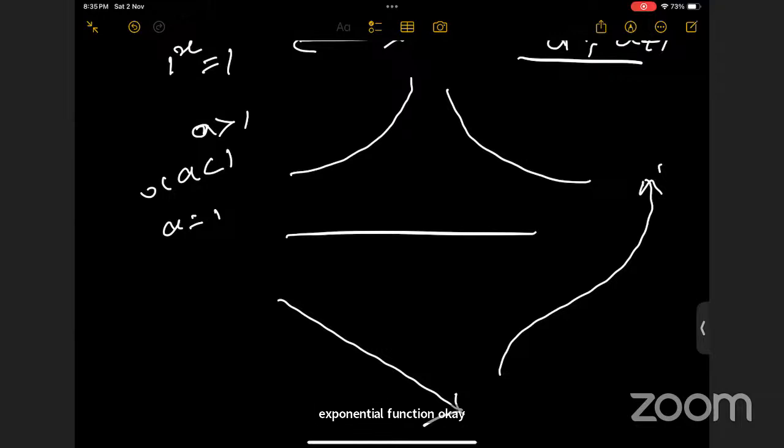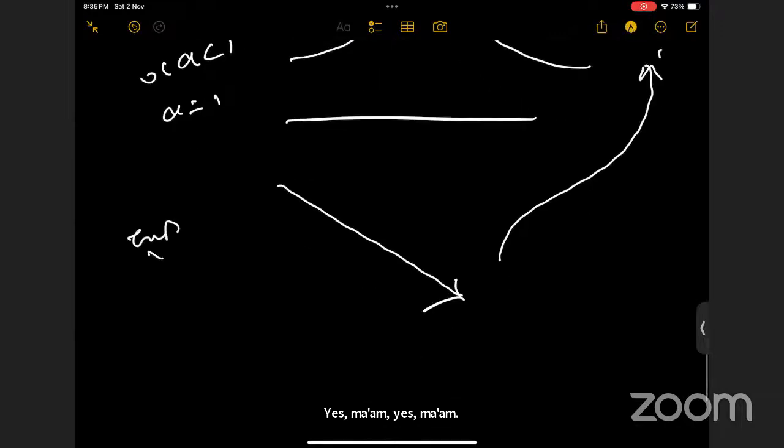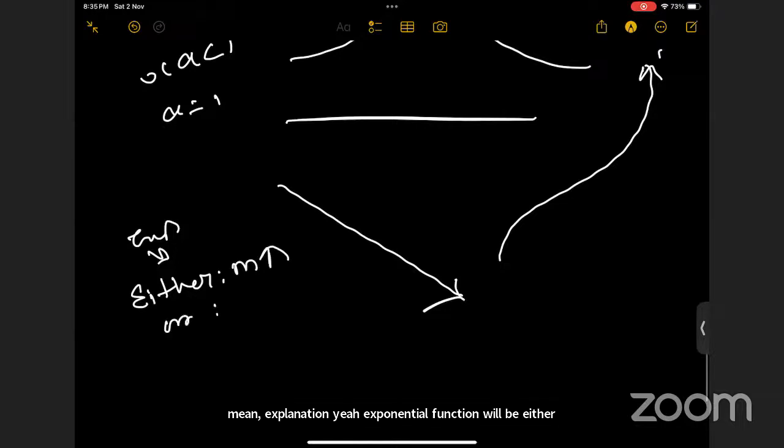Is it clear? Yes, ma'am. An exponential function will be either monotonically increasing or monotonically decreasing. Okay, but the converse is not true.